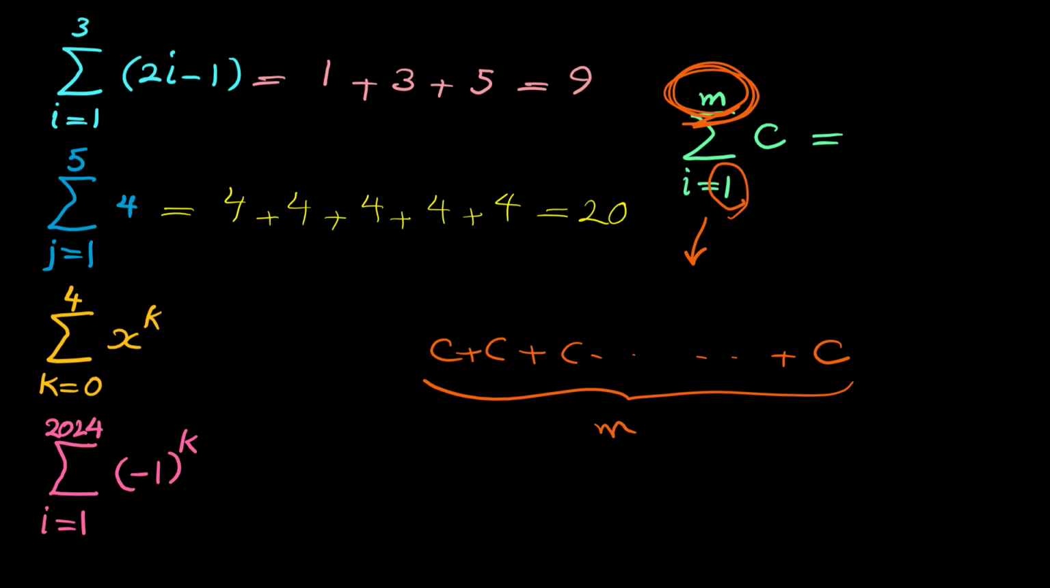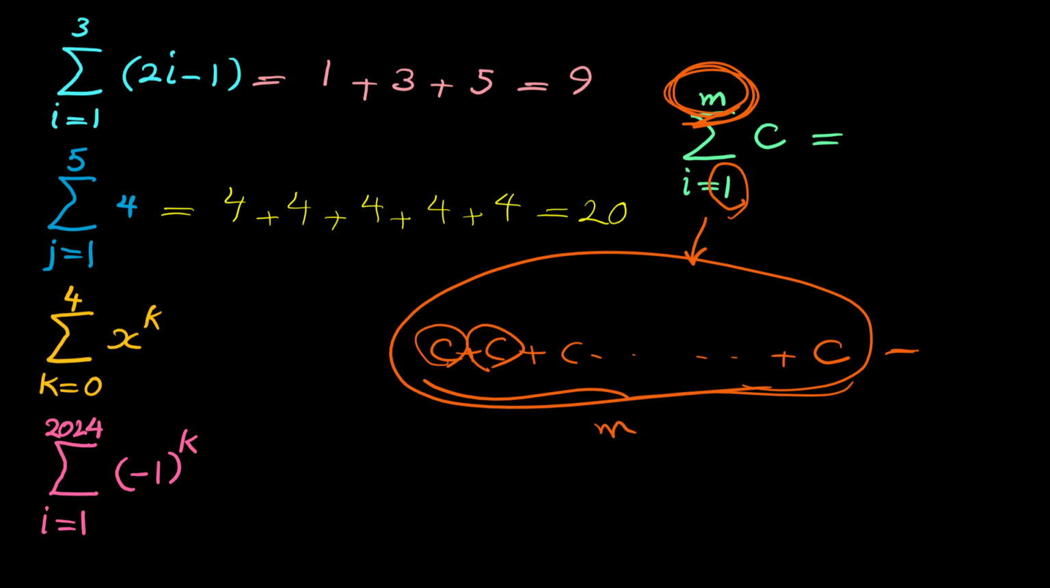So in total, m times we add C to itself. So what is this sum? mC. For example, if m is 10, the sum is 10c. If m is 20, 20c, and so on. So this sum here is m times c.